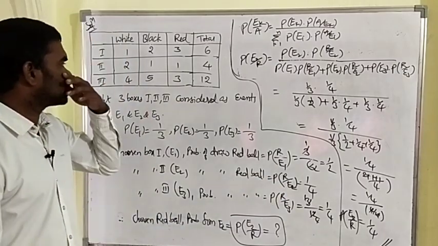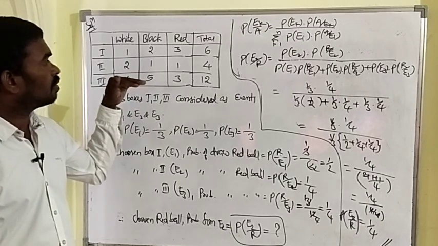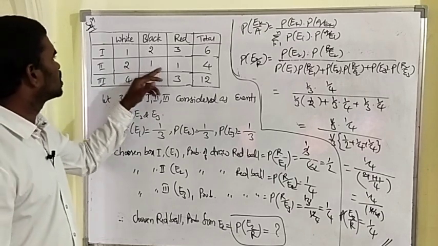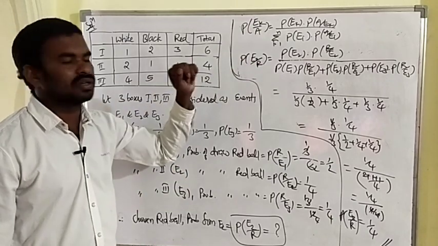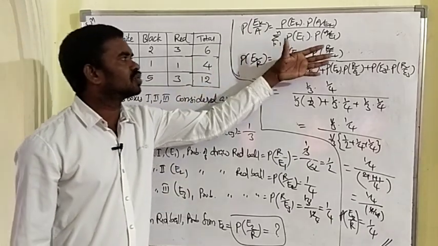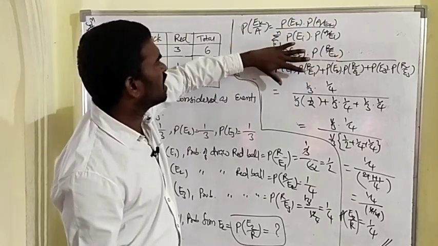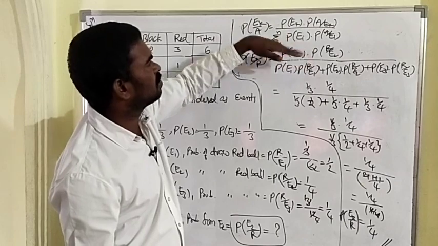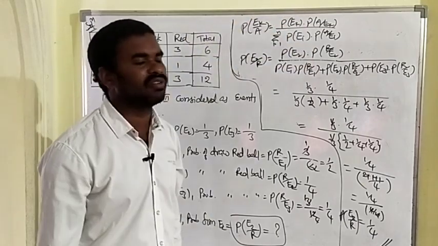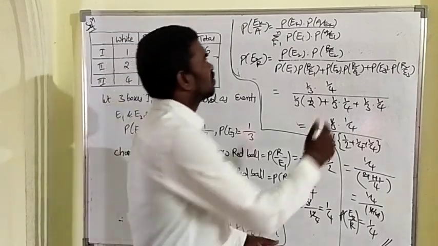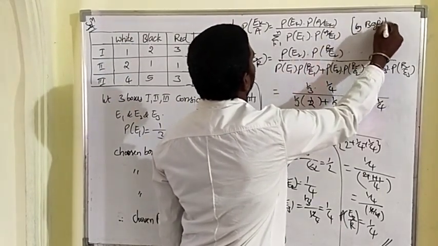Next, what is the question? The question is choosing a red ball from box 2. So red ball from box 2 means E2 by R. So E2 by R means what? This can be expressed according to Bayes theorem. To find this one, before this step you just write the Bayes theorem statement and expand that, you will get the answer. So by using Bayes theorem.